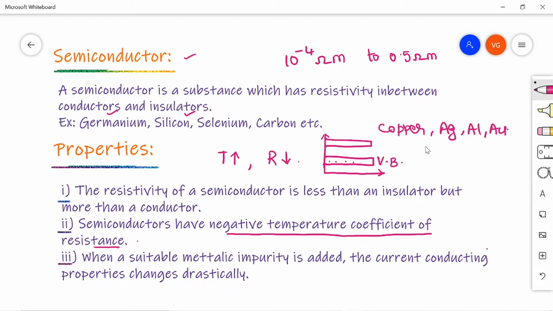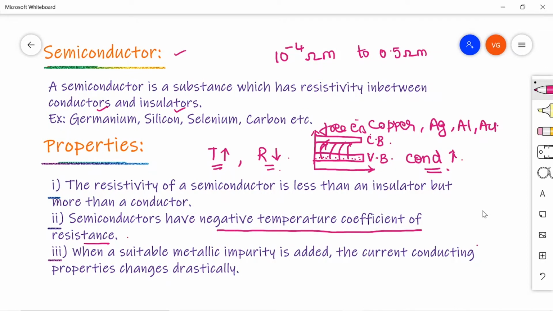Once the valence band electrons, or the charged particles, get the energy, they are released and jump into the conduction band. So as the temperature increases, the valence band electrons get proper energy and jump onto the conduction band. Now they become free electrons. So as the temperature increases, the number of free electrons in a material increases. So the conduction increases. As the conduction increases, the resistance decreases. This is how semiconductors have a negative temperature coefficient of resistance.